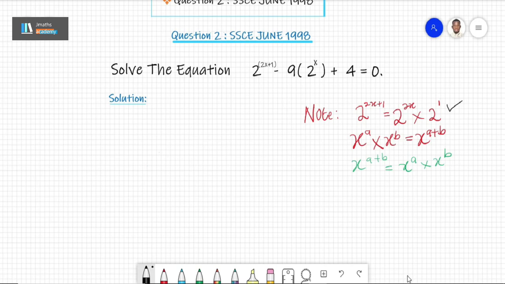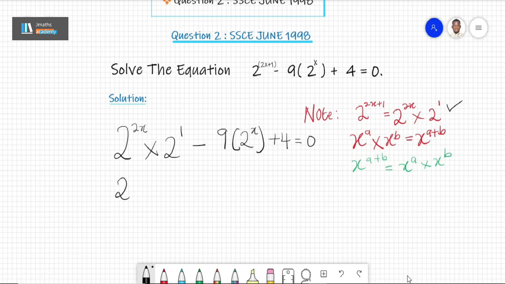Now let's write this into our question. So now 2 raised to the power of 2x plus 1 can be written as 2 raised to the power of 2x multiplied by 2 raised to the power of 1 minus 9 open bracket 2 raised to the power of x close bracket plus 4 is equal to 0. 2 raised to the power of 2x can be simplified as 2 raised to the power of x open bracket 2 close bracket multiplied by 2 raised to the power of 1 minus 9 open bracket 2 raised to the power of x close bracket plus 4 is equal to 0.